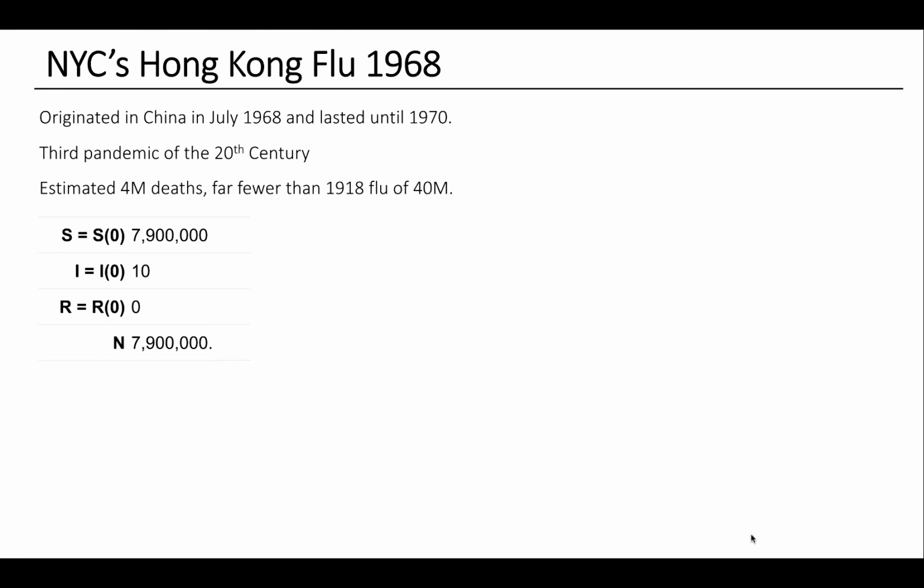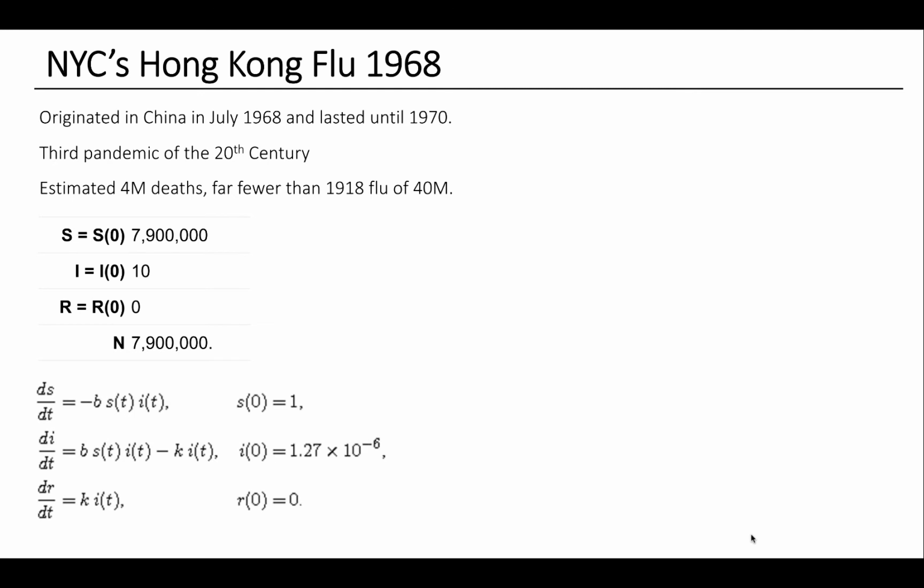So in New York City at the time, 1968, there were 7.9 million people. We're just going to assume that there was an initial 10 people infected. And of course, at time 0, there were 0 recovered. Total number of population is 7.9 million. So when we work out our system of equations, we can identify some of these basic initial points for time 0. What we don't have is the B and the K. And so that's what we fit to the data that we see so that we can estimate a model.